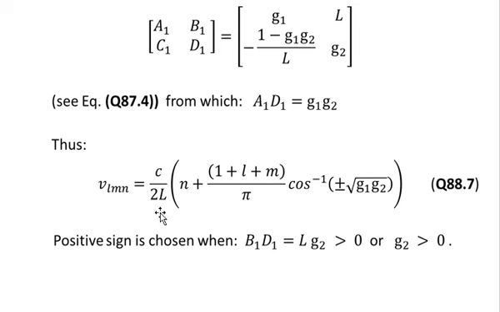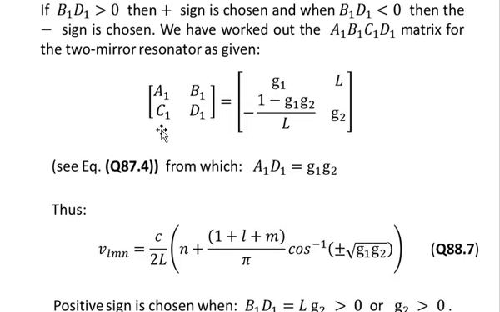So nu Lmn is equal to C over 2L, within the parentheses n plus 1 plus L plus m divided by pi, multiplied by the cos inverse of, in parentheses, plus minus the square root of G1 and G2. So here we have expressed the resonance frequency in terms of the G factors, the square root of G1 G2. And you know that we have given a relationship for G1 and G2 in terms of the matrix elements A1, B1, C1, D1.